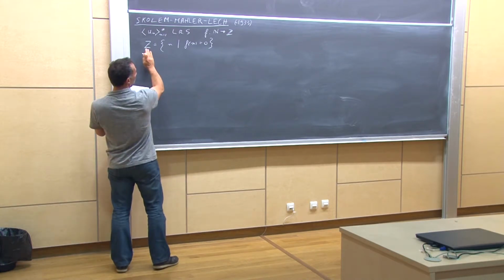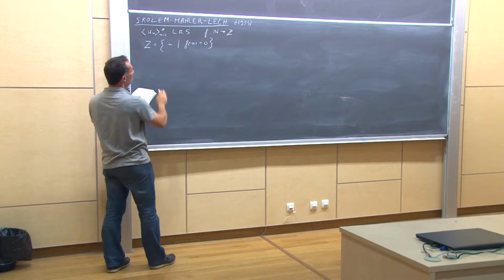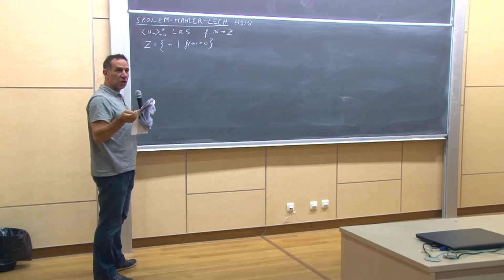Okay, so what does the result say? This set Z has a particular structure.